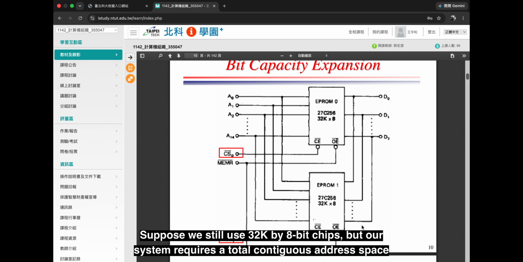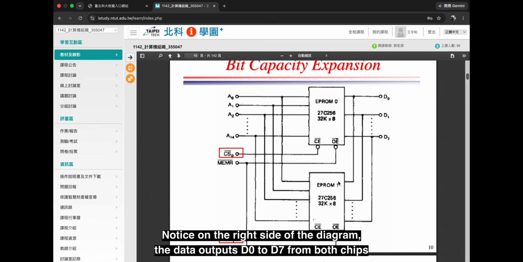Suppose we still use 32K by 8-bit chips, but our system requires a total contiguous address space of 64K. We cannot simply tie all the control lines together like we did before. If two chips output data to the same 8-bit data bus simultaneously, it will cause a data collision or a short circuit.